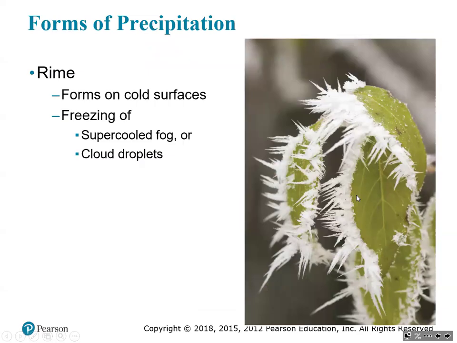Rime forms on cold surfaces. It's the freezing of supercooled fog or cloud droplets. It's just, you have very cold fog or cloud droplets hits a surface, nucleates, and forms these spiky ice growths, like you can see here. As opposed to frost, which is the water vapor in the air condensing on a surface.